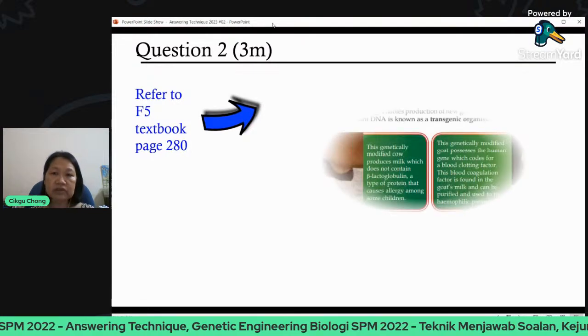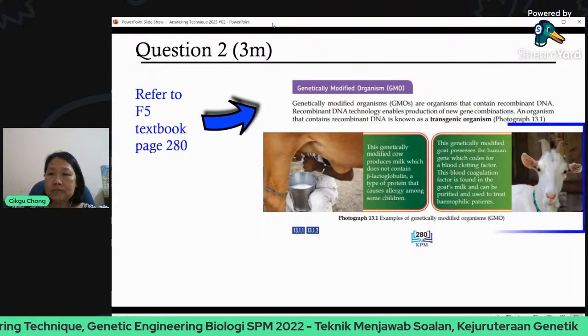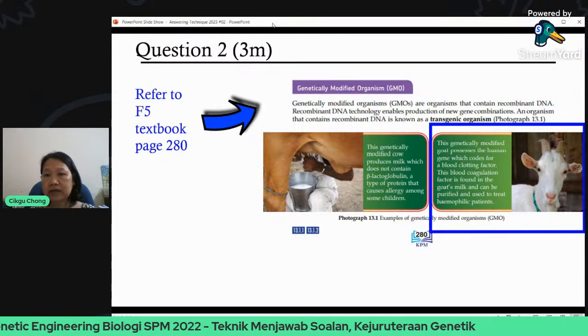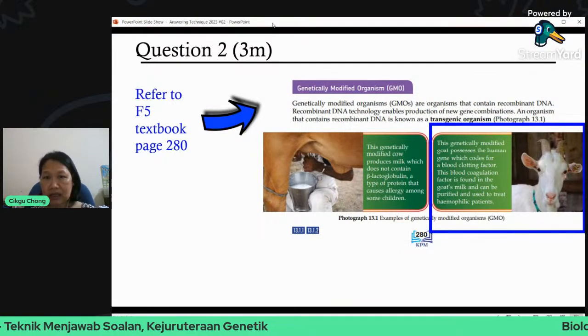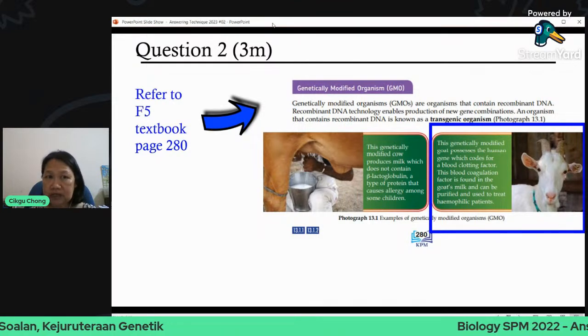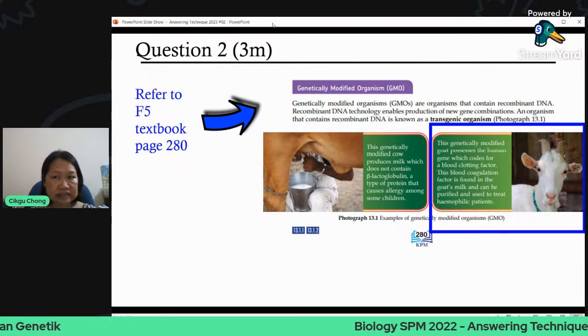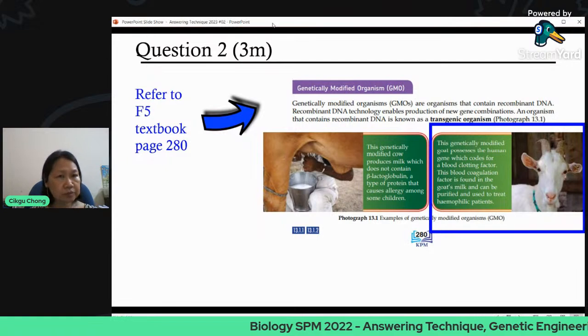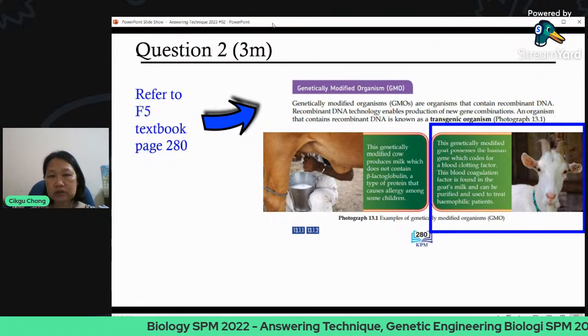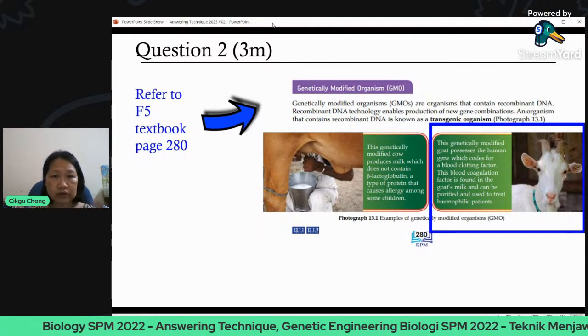Okay, look at page 280. The concept is there. Nampak dalam muka surat 280 ada lembu, ada kambing. So if you are very blur on this, the next thing to do, after this lesson, please go and read your textbook. Please go and dig up your notes on genetic engineering, if you do not know.